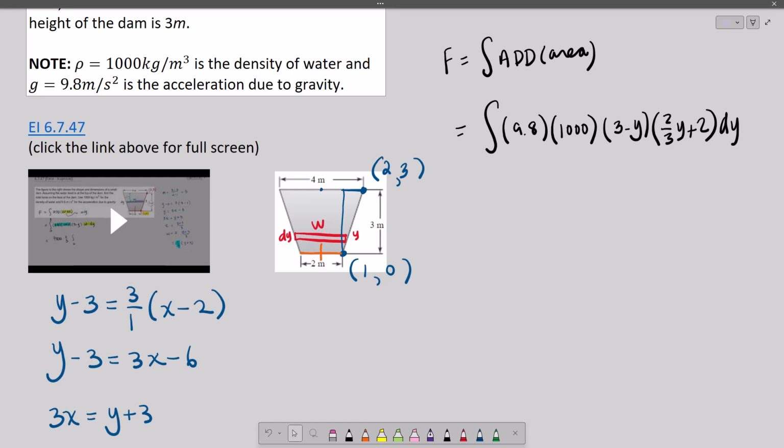Zero to 3. So we look physically where the water is putting force on the dam, and that's from a height of 0 up to a height of 3. So that is our setup. And we'll just get the setup's enough for this one. Factor out your constants, FOIL, and integrate.